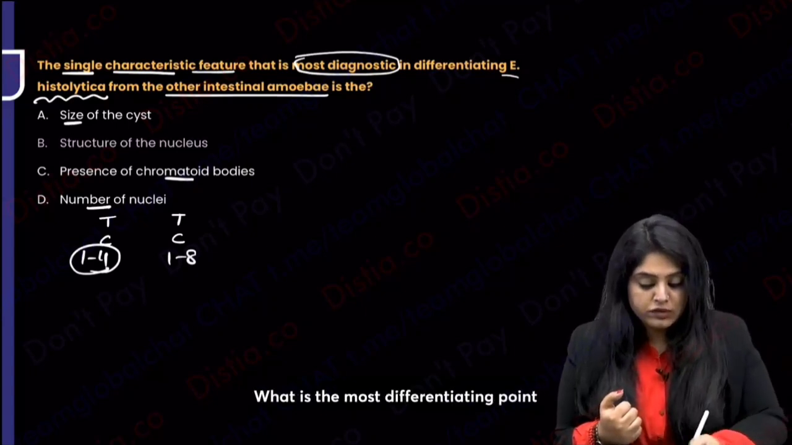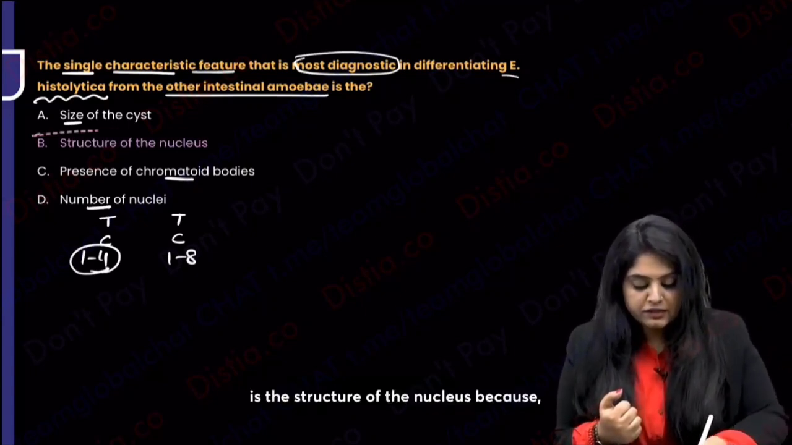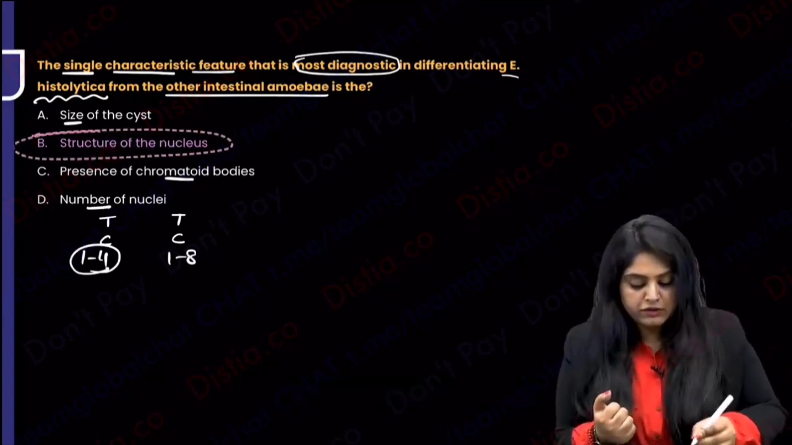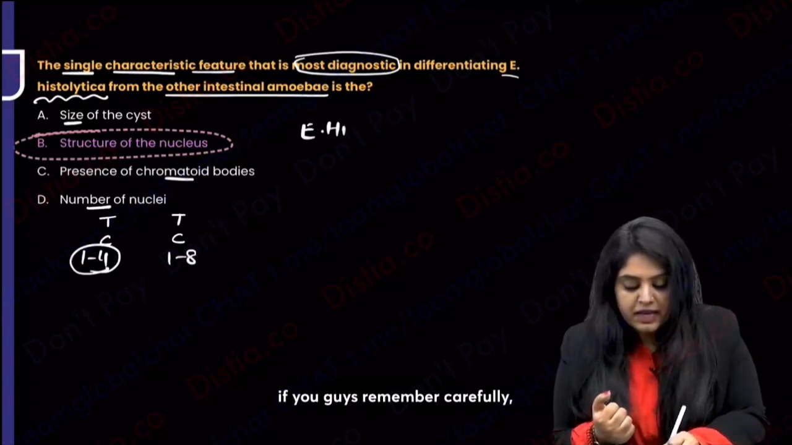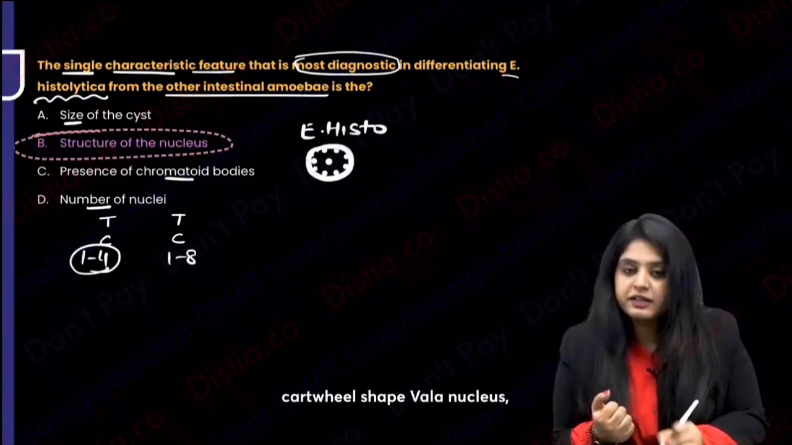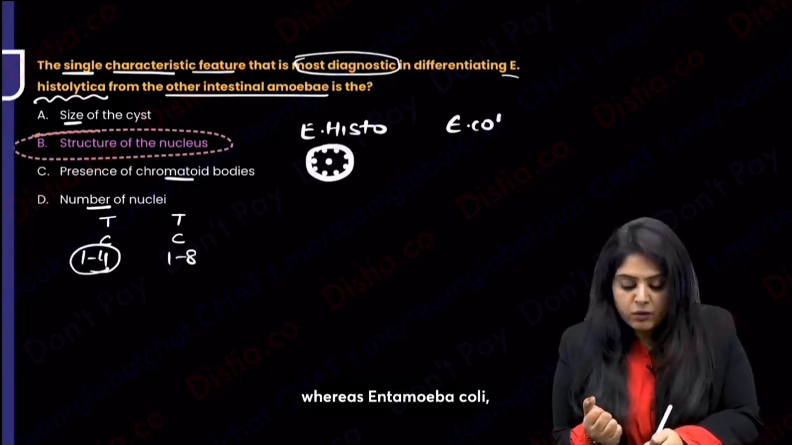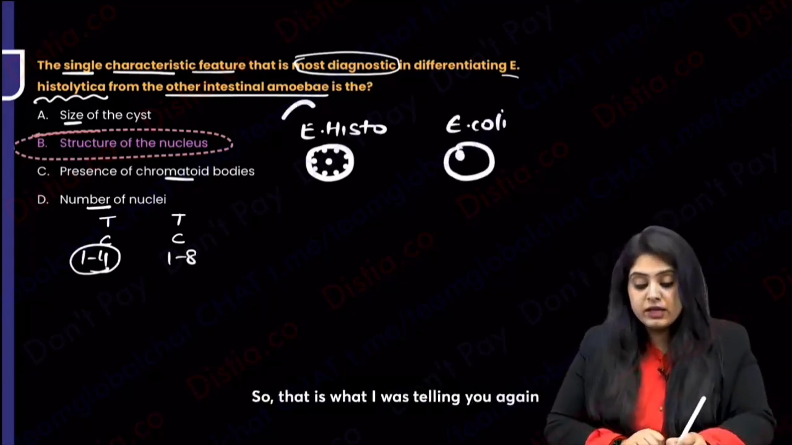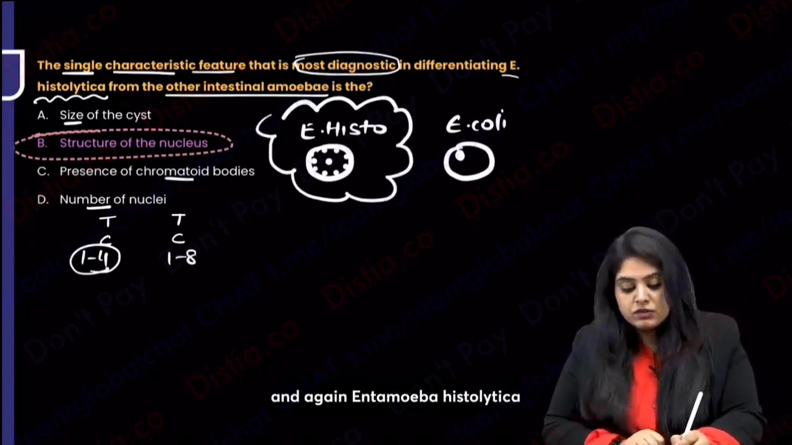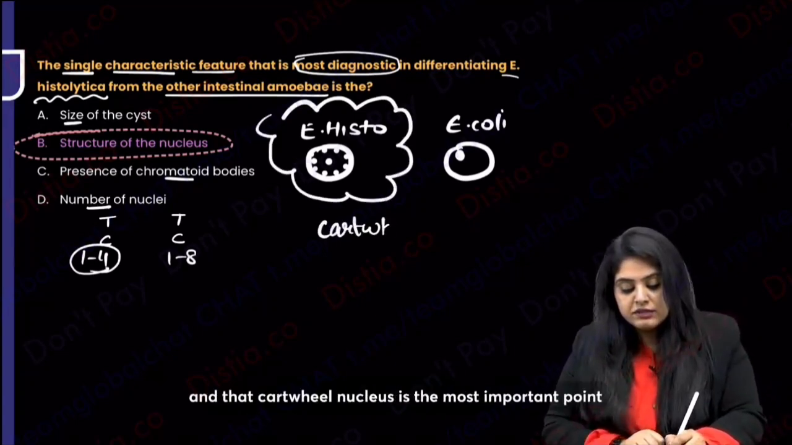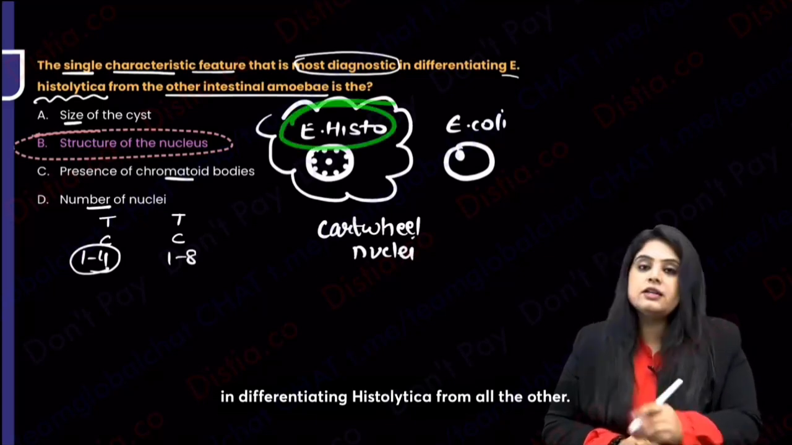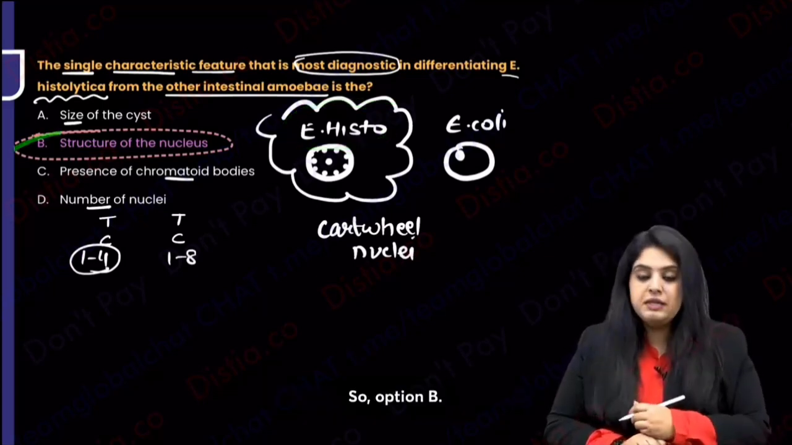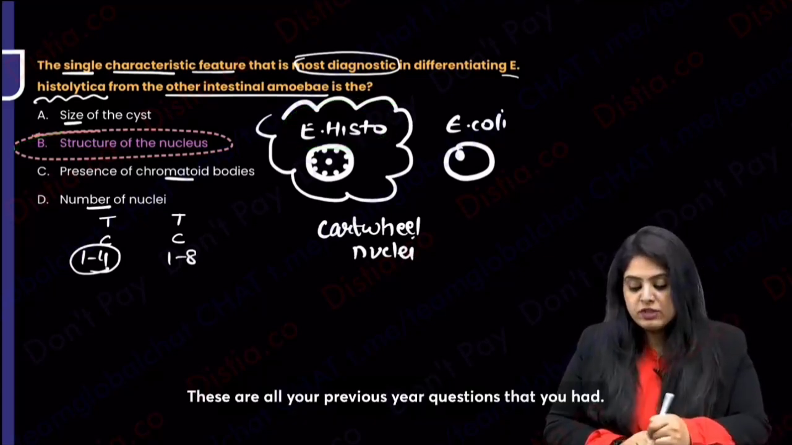What is the most differentiating point is the structure of the nucleus, because if you guys remember carefully, Entamoeba histolytica had that cartwheel shape nucleus, right? Whereas Entamoeba coli, where was the karyosome? The karyosome was eccentric. So that is what I was telling you again and again. Entamoeba histolytica and that cartwheel nucleus is the most important point in differentiating histolytica from all the others. So option B. Right? These are all your previous year questions that you had.